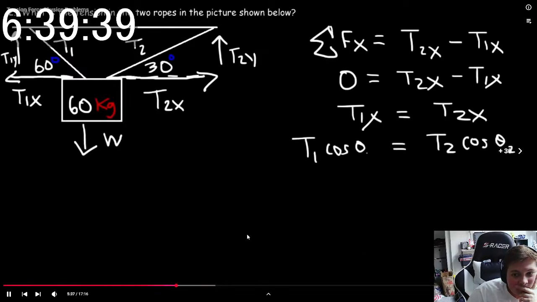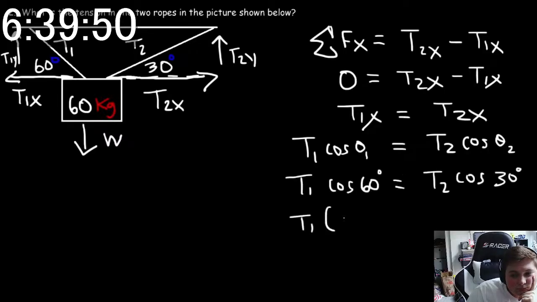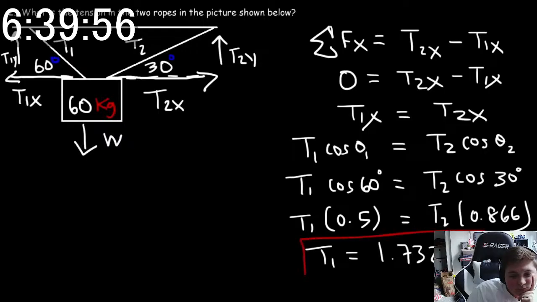So let's focus on the x direction. We can see the cosine of theta, so we need to distinguish these two angles. For T1, the angle that's associated with it is 60. So T1 cosine 60 is equal to T2 cosine 30. Now cosine 30 in degree mode, that's 0.866, and cosine 60 is 0.5. So T1 is 1.732 times T2. So let's save this equation for later.